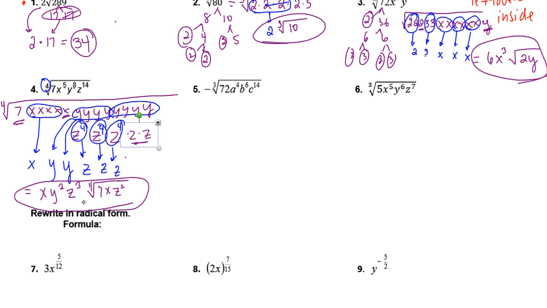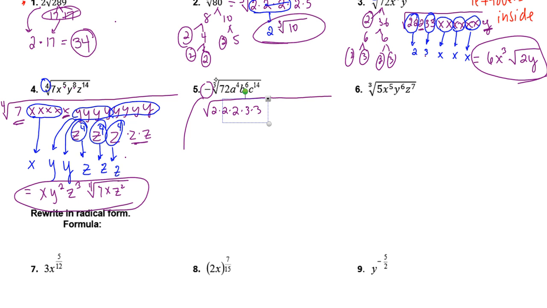Okay, moving on. This one, there's a negative out in front. All that means is in the end, your answer is going to be negative. So this guy's going to get carried down to the bottom. Now we're just going to break this stuff apart. 72, we already broke down in this previous problem. So I'm going to write that out. 72 was 2, 2, 2, 3, 3.